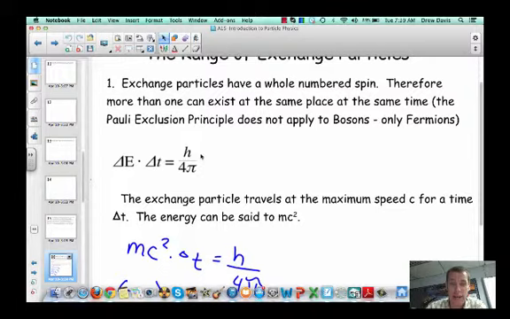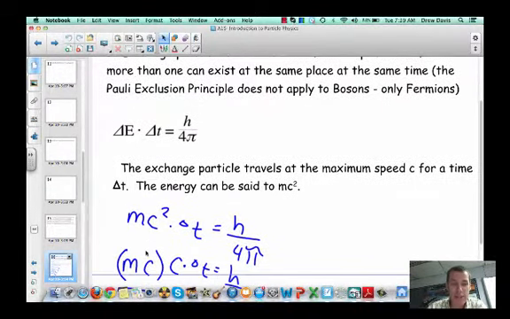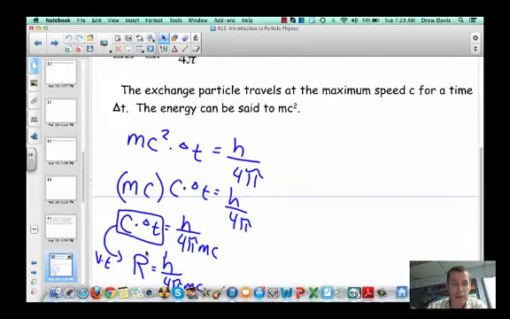You can see that the particle travels at a maximum of the speed of light, because nothing can travel faster than the speed of light, and it has an energy delta E, and I'm going to say that energy equals mc squared from our old buddy Albert. And so what I've done is I've made delta E equal to mc squared, times delta T equals h over 4 pi.